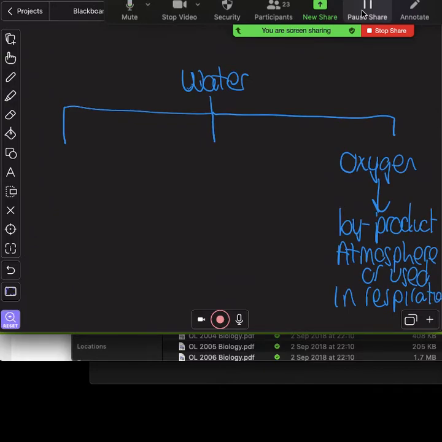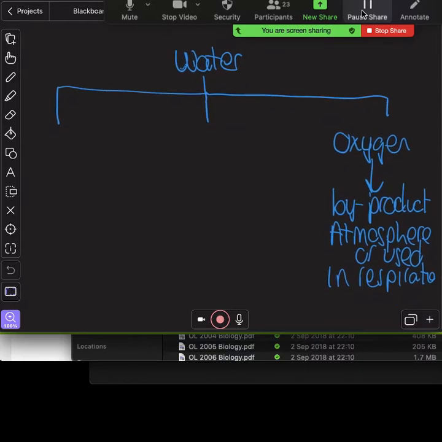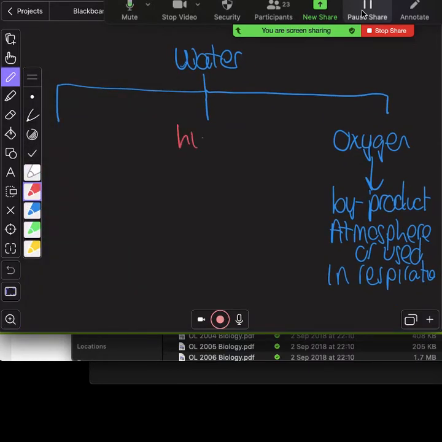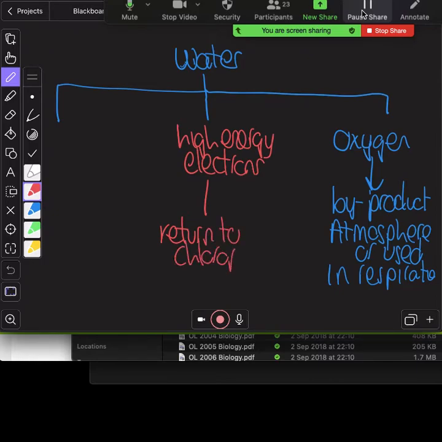Our second product is the high energy electrons. And their job is that they're going to return to chlorophyll, because if that doesn't happen, then the whole process will stop eventually. And they also release energy, making ATP.